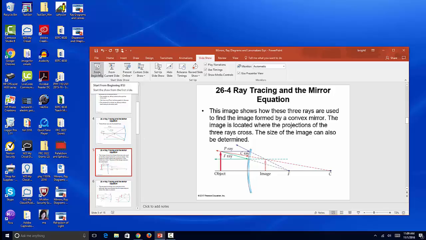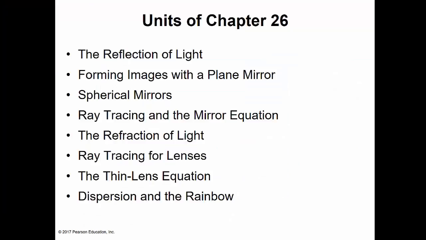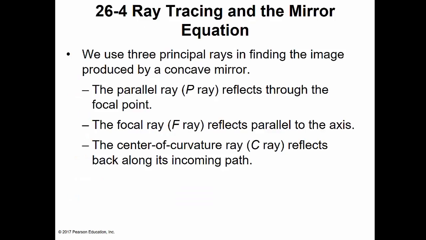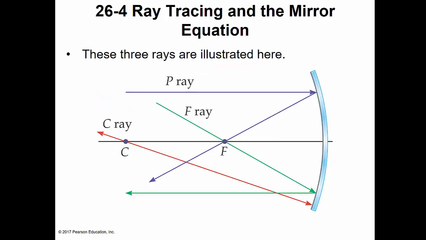This video will describe how to create or find the images, and describe them, that are created by the reflection of light on spherical mirrors. When we locate an image, we draw something called a ray diagram. The ray diagram illustrates three principal rays of light.